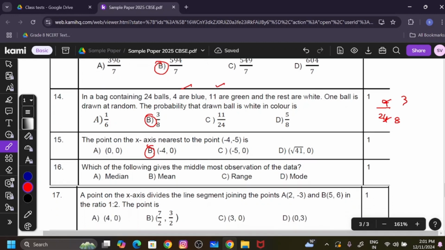Which of the following gives the middlemost observation of the data? Middlemost observation is median.